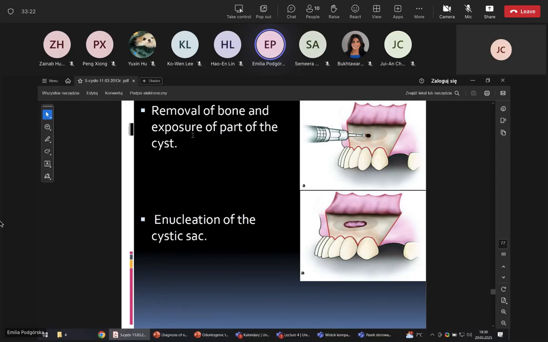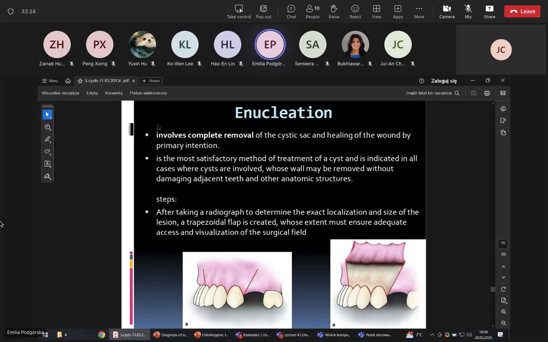Enucleation involves complete removal of the cyst and sealing of the wound by primary intention. It's the most satisfactory method of treatment of cysts, and it is indicated in all cases where the cyst wall may be removed without damaging adjacent teeth and other anatomic structures. After taking a radiograph to determine the exact localization and size of the lesion, a trapezoidal flap is created, whose extent must ensure adequate access and visualization of the surgical field.